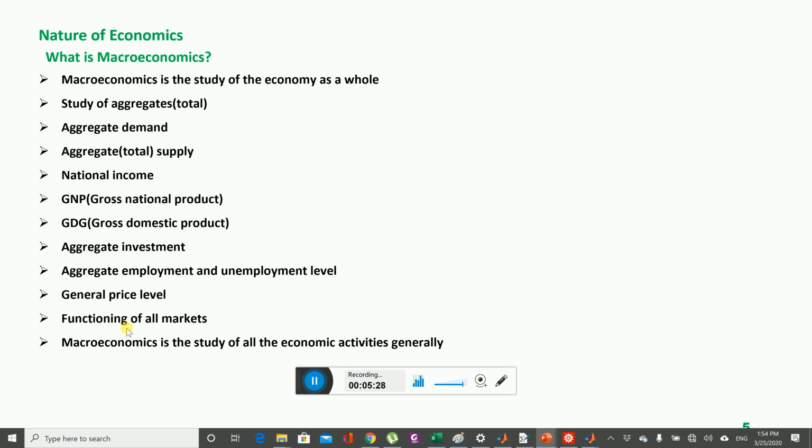And the final one, functioning of all markets. The economy carries four major markets: capital market, money market, labor market, goods and services market. When we consider the functioning, the activities of all markets, this study is called the study of aggregates, that is, macroeconomics study.